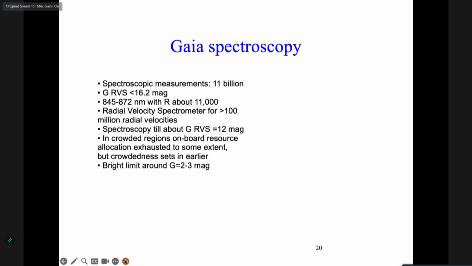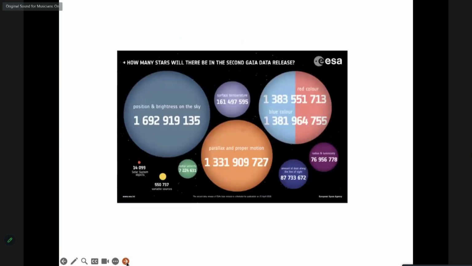The spectroscopy in Gaia, I mentioned the radial velocity aspect, but the radial velocity is obviously limited by the magnitude of the stars. So, it's typically at present 12th magnitude, 14th magnitude. That's about the brightness limit we'd have with the spectroscopy with Gaia.